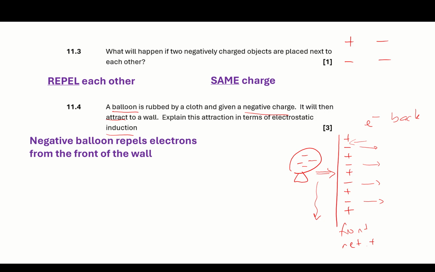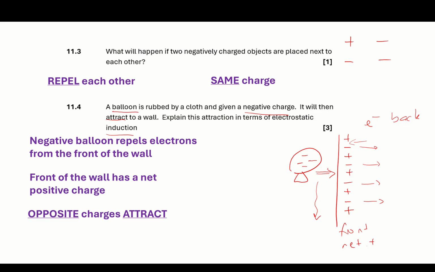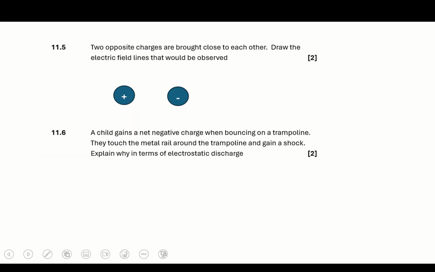Let's now check. So the negative balloon repels electrons from the front of the wall. The front of the wall now has a net positive charge and opposite charges will attract. So the negative balloon will attract to the positive front of the wall. And that's charging by induction. Next one, two opposite charges are brought close to each other. Draw the field lines that will be observed.